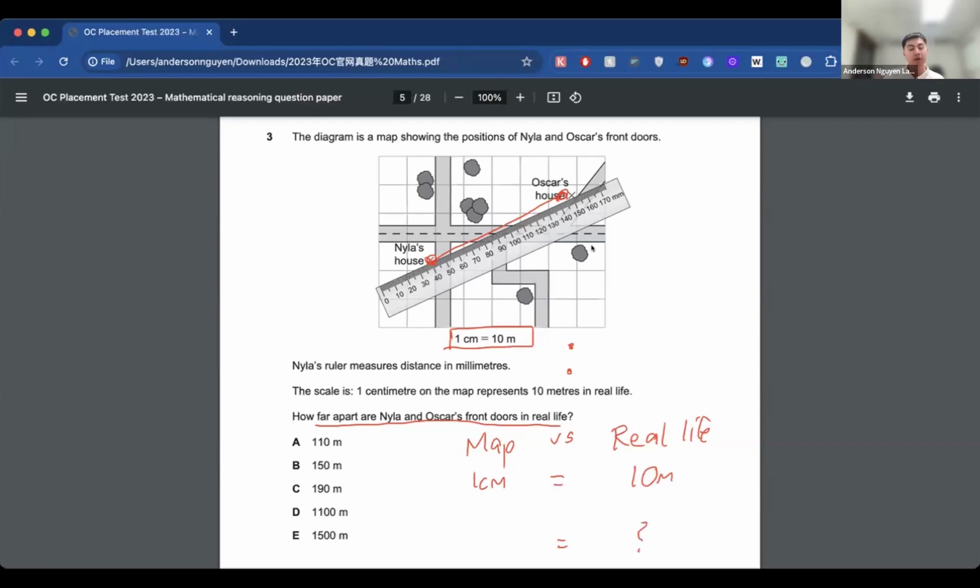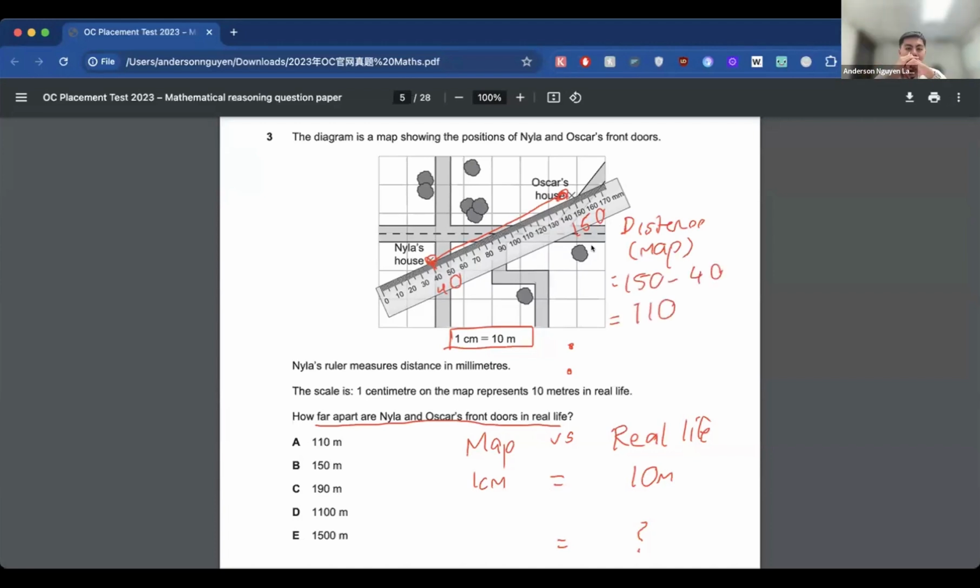Right. Now, there's 2 things that we have a problem with. 1, what's the measurement on the map, right? We need to work out the measurement on the map before changing it to the measurement in real life. Now, on this ruler, if you measure it, you'll see that the points that each place touches are 40 and 150. So you want to see the length between them, which is the difference between these measurements on the ruler. So the distance on the map is equal to 150 minus 40, which is 110. Now I want to stop right here.